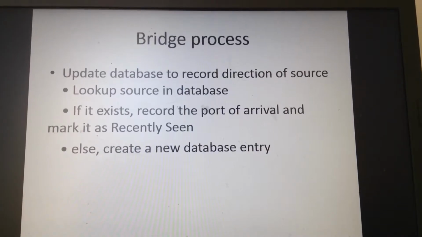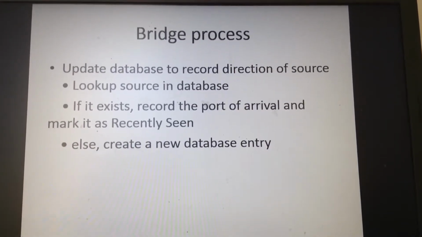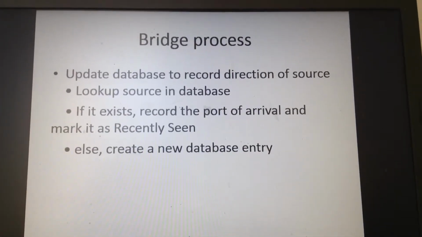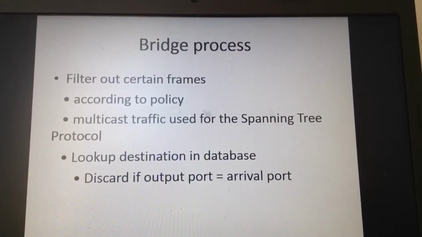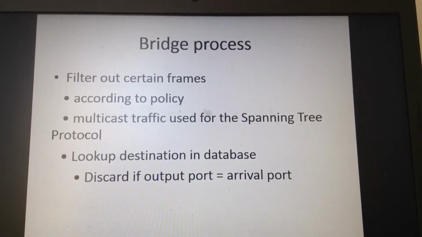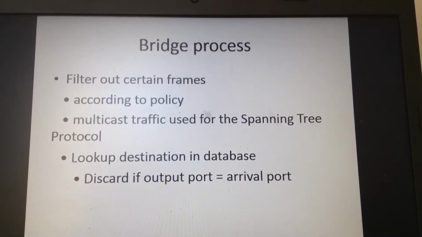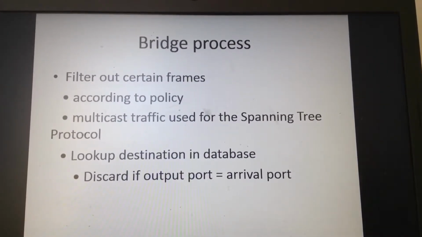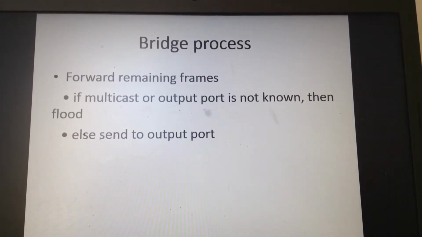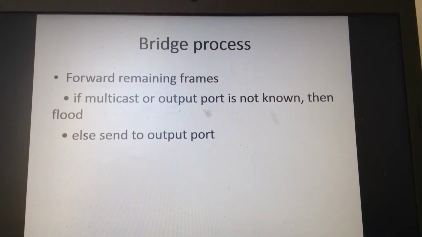And for the bridge process, firstly, it will look up the source in the database. If it exists, record the port of arrival and mark it as recently seen. Else, create a new database entry. And next, according to some policy, it will filter out or discard certain frames, such as when the output port equals the arrival port. And next, it will look up the destination in the database. If the destination is in the database, the frames will be forwarded. But on the other hand, if the destination is not in the database, flooding will happen.